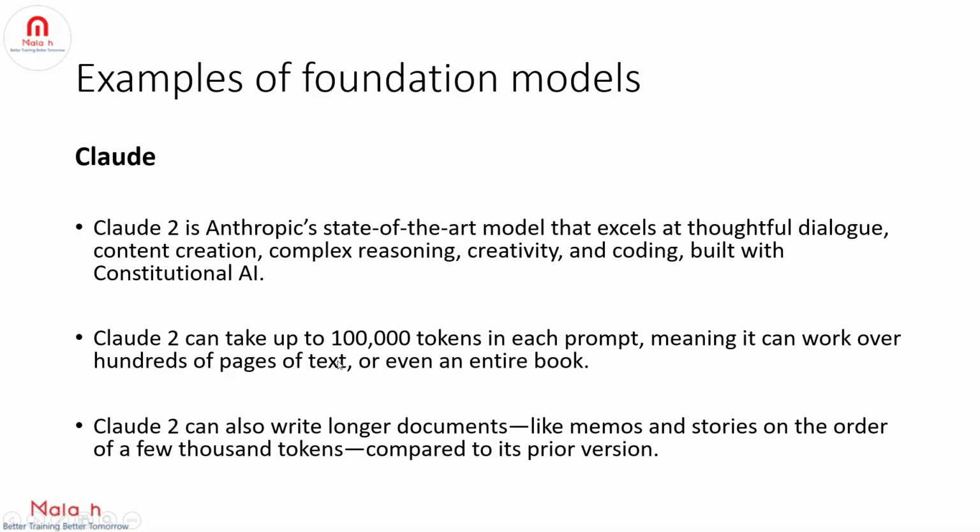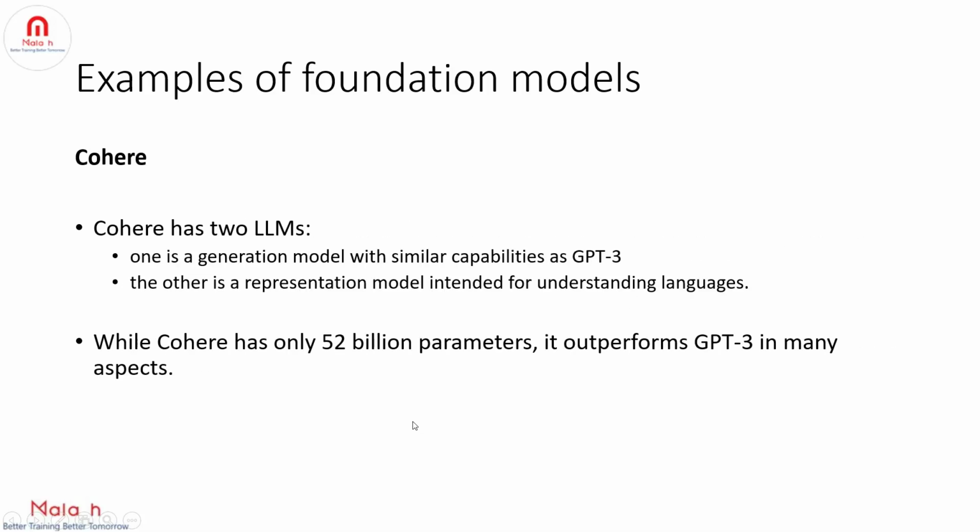And Claude 2 can take up to 100,000 tokens in each prompt. That means it can take over hundreds of pages of text, that is even the entire book as well, right? And Claude 2 can also write longer documents like memos and stories on the order of a few thousand tokens compared to its previous version, right? So this is a reasoning model, and you can also use it as a programmer because it can generate code, right? And the next foundation model is Cohere, and Cohere has two LLMs.